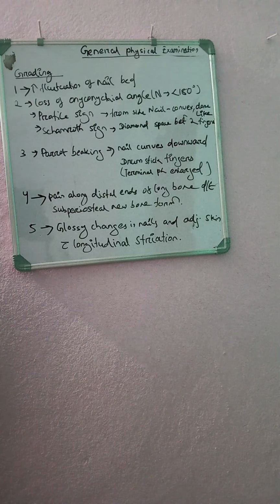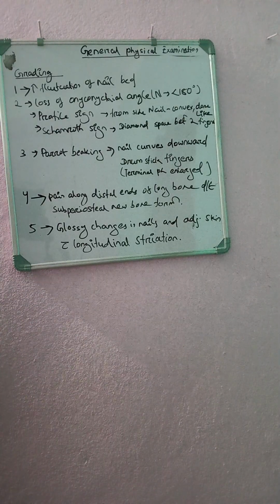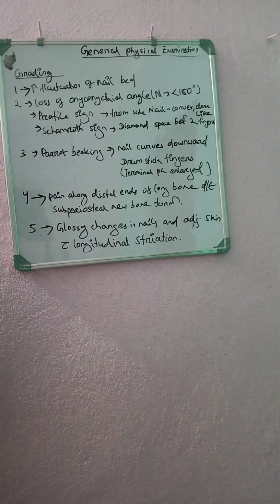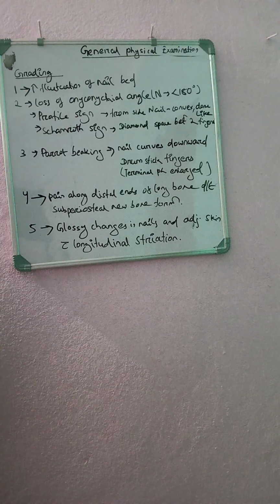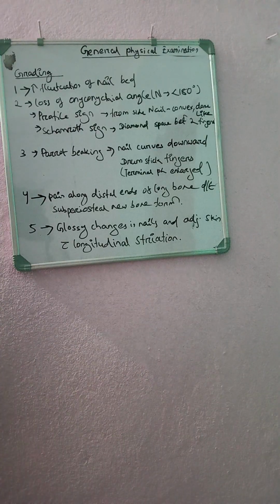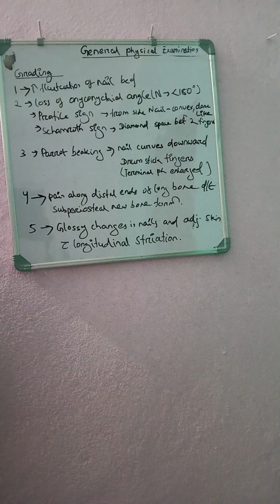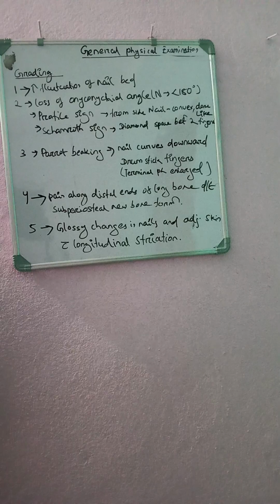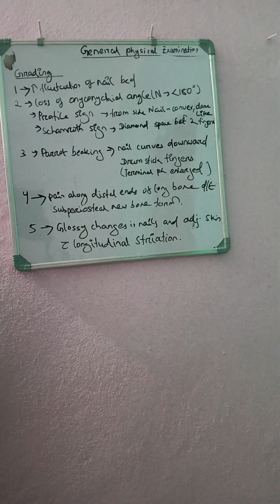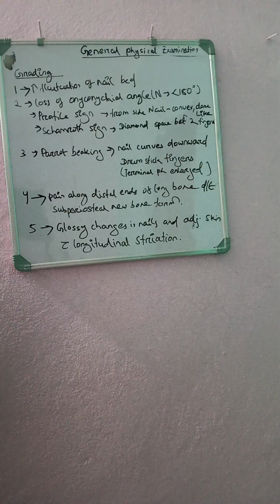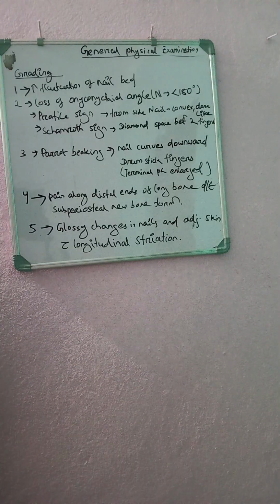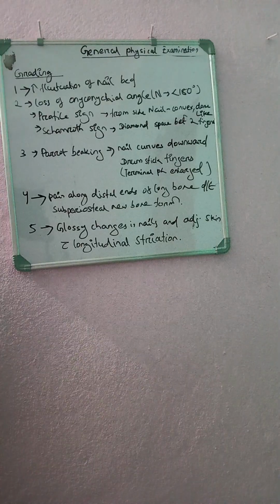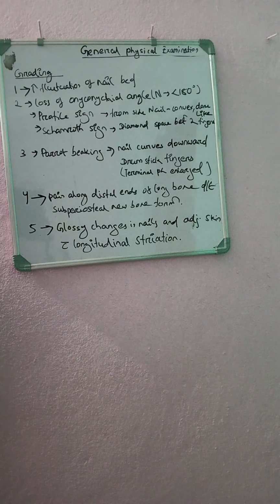Grade 3: parrot beaking. That means the nail will curve downward and a drumstick finger-like appearance will happen. In grade 4, there is pain along the distal ends of long bones due to subperiosteal new bone formation. Grade 5: there will be shiny changes in your nails and adjacent skin with some longitudinal striation.